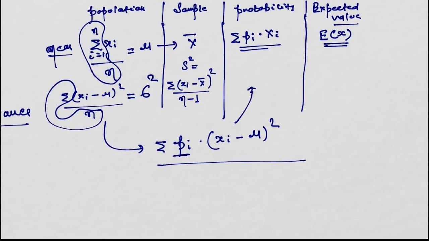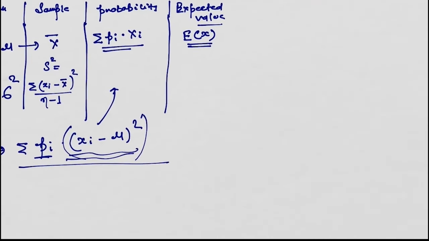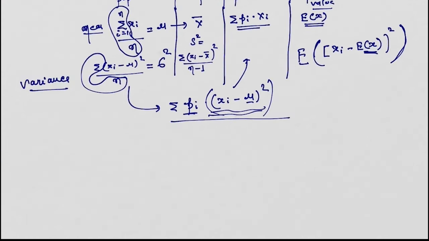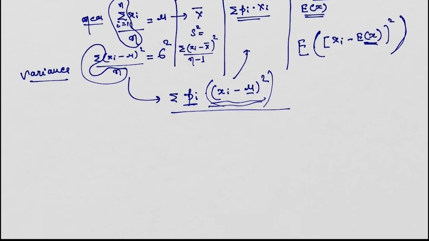Now when you are saying probability into something, you are talking about the expected value of something. You are talking about the expected value of this, right? So you can also write it as the expected value of xi minus the expected value of x, whole square. You would also call the mean the expected value, right? So this is another way you can write the formula for variance. Okay? And if you take the square root everywhere, what comes out? Standard deviation.